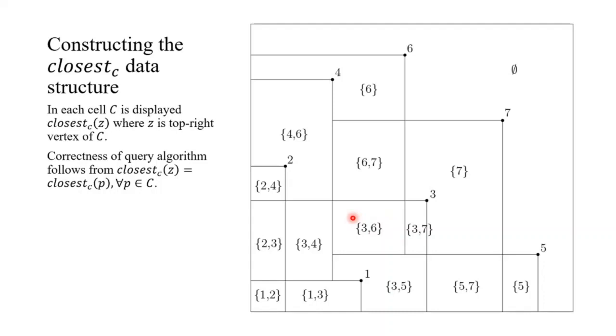And now the query algorithm is as follows. Given a point, first locate the cell that it's in. So suppose the point is over here in this cell. Then I locate this cell using a point location algorithm. And then I simply report the set which is associated with that cell. So in this case, 3, 6. And the correctness of this query algorithm follows from the fact that the closest C points to the top right vertex of a cell is actually the same as the closest C points of any other vertex contained within that cell, any other point in that cell.